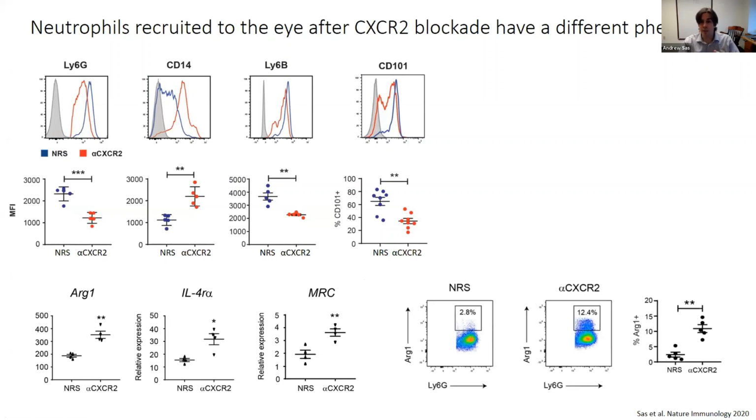We also did flow cytometry looking at intracellular arginase staining. When we looked at Ly6G positive cells and arginase, we found a higher percentage of neutrophils in the vitreal space treated with the anti-CXCR2 that were arginase positive at the protein level, in addition to the transcript level.